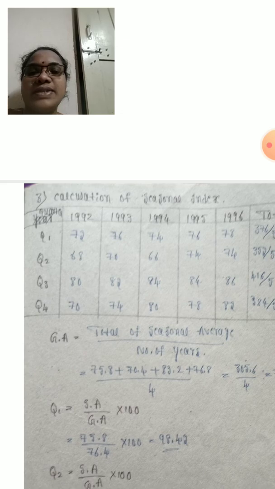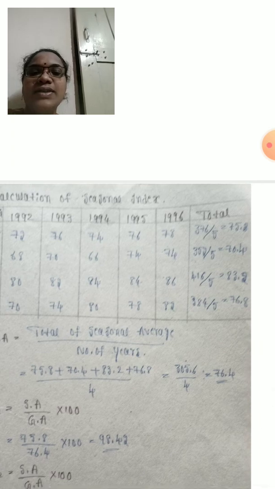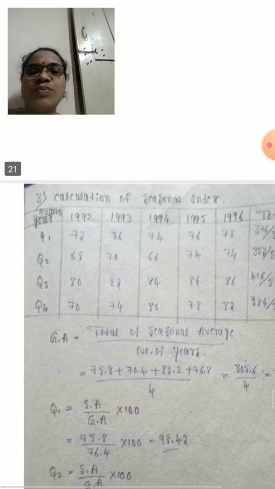Gross average equals total of seasonal averages by number of years. Next, total of seasonal averages: 75.8 plus 70.4 plus 83.2 plus 76.8, by 4, that is 305.6 by 4, that is 76.4.